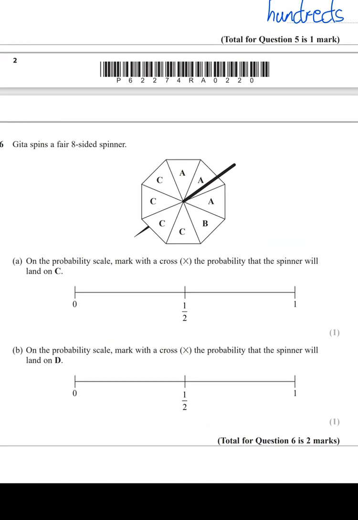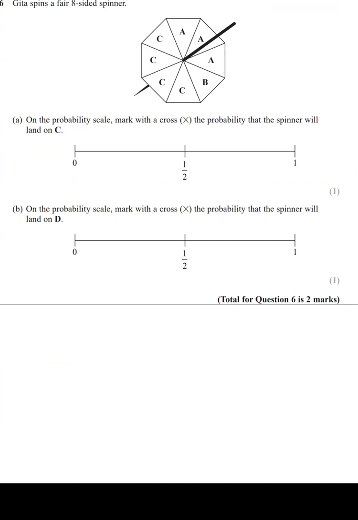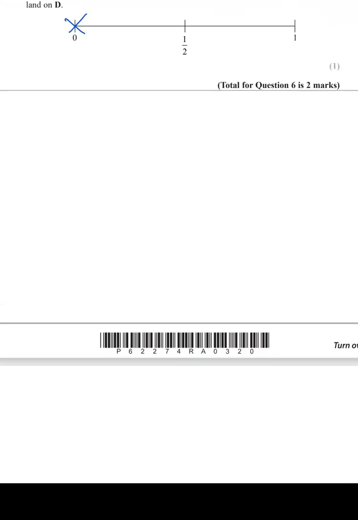Number 6, we've got a spinner. Looks like we're going on to a probability question. Geeta spins a fair 8-sided spinner. Okay, so we've got 8 sections there. On the probability scale, mark with a cross X the probability that the spinner will land on C. 1, 2, 3, 4. Well, it's 4 out of 8, so actually it's a half. Okay, so we've got 4 out of 8, which simplifies to a half. On the probability scale, mark with a cross the probability that the spinner will land on a D. Well, there isn't a D, so write down the end there at 0. Can't get a D, and it goes up to C.